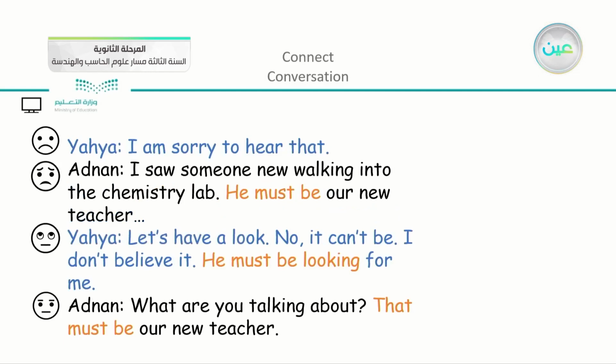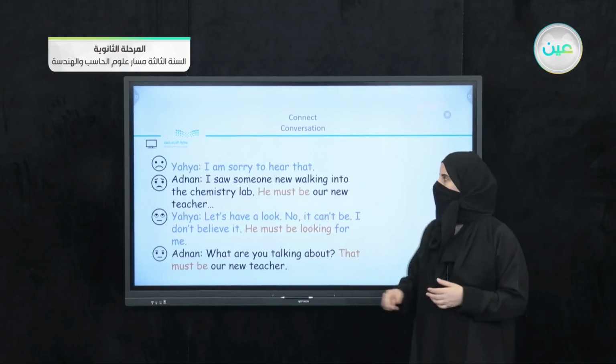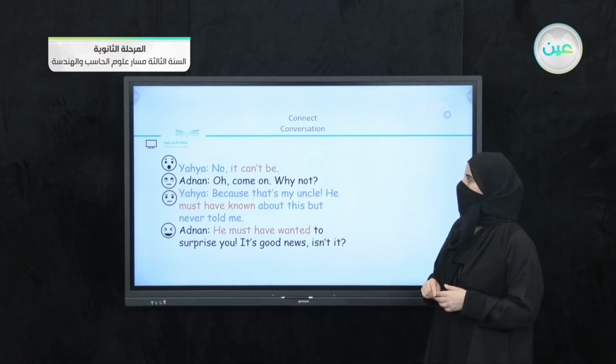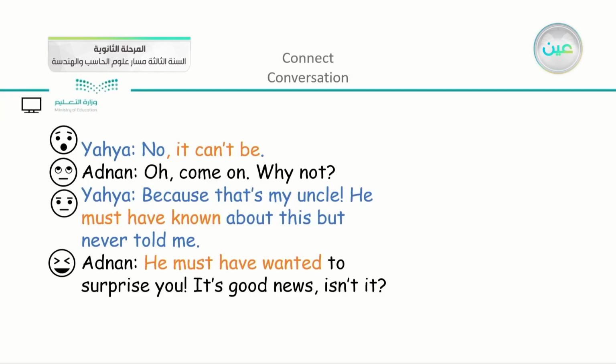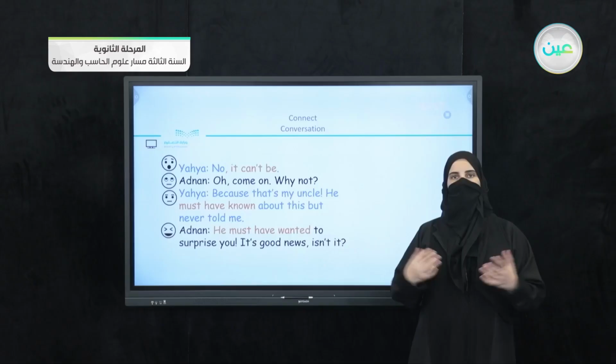We have here also, he must be our new teacher. He must be looking for me. That must be our teacher. So these are different phrases within the conversation that they used, as you can see, lots of phrases that have deduction within them. No, it can't be. He must have known about this, and he must have wanted. So you can see that these modals are used with different verbs to convey different meanings.